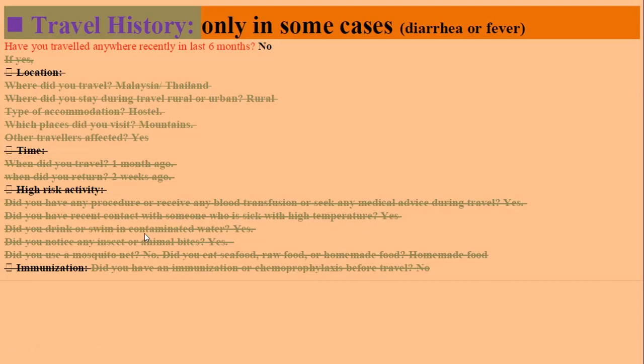Did you drink or swim in contaminated water? Did you notice any insect or animal bites? Did you use a mosquito net? Did you eat seafood, raw food, homemade food? At least you can say, did you eat in your home or outside your home? Done. Immunization: did you have immunization or chemoprophylaxis before travel? So again, you have to write it in notes. 1 time, 2 times, 3 times, it will be easy for you to memorize.